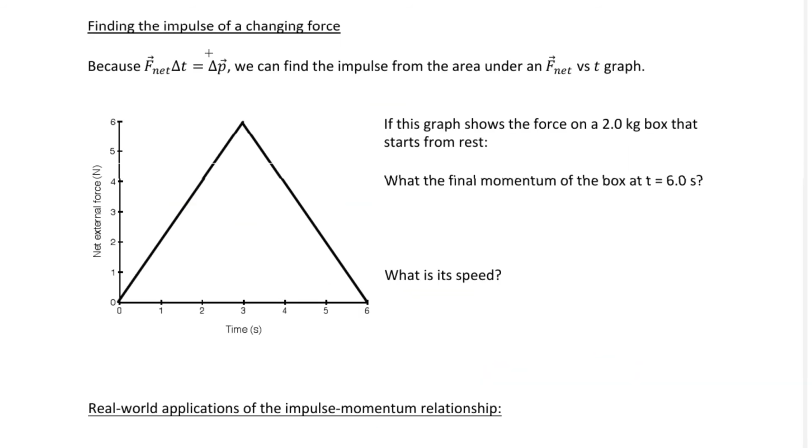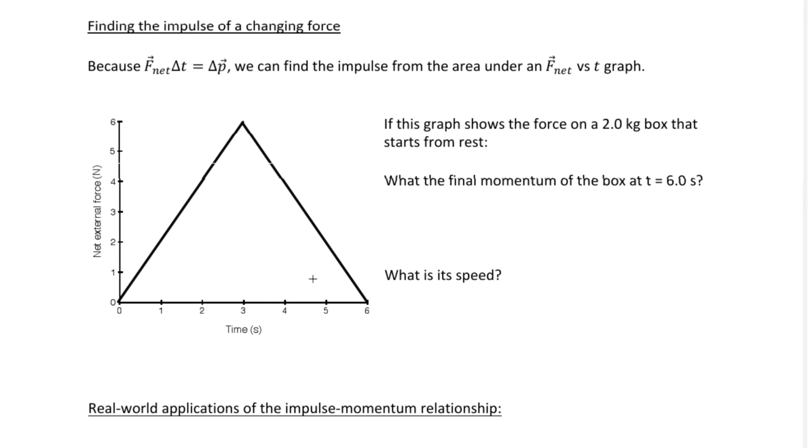Now in that example, we were finding the impulse of a constant force. When the force is changing, we can't simply apply this formula. Rather, we need to take an approach like we did when we looked at the work done by a changing force. If you recall, the work done by a changing force was equal to the area under a force position graph. Here, we're going to take the area under a force versus time graph, and that's going to give us the change in momentum. Let's look at an example.